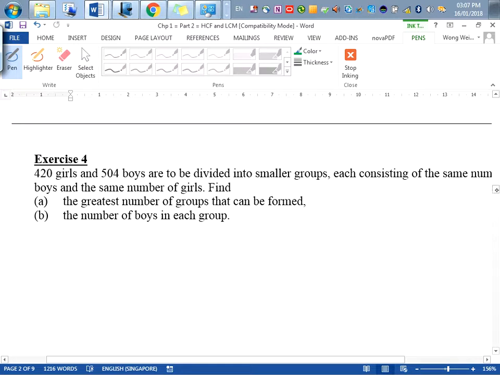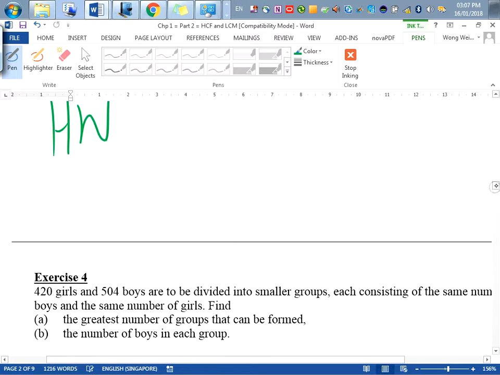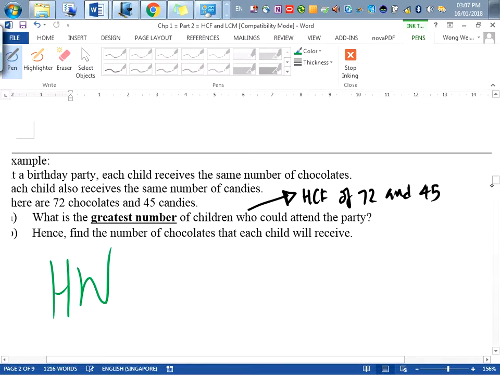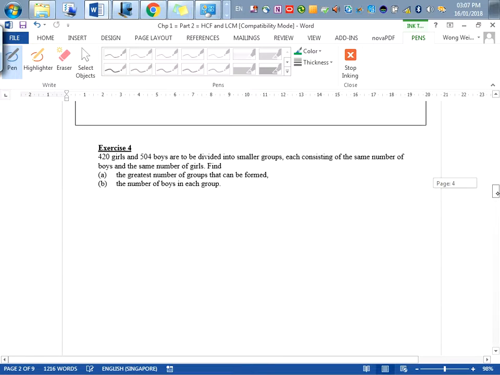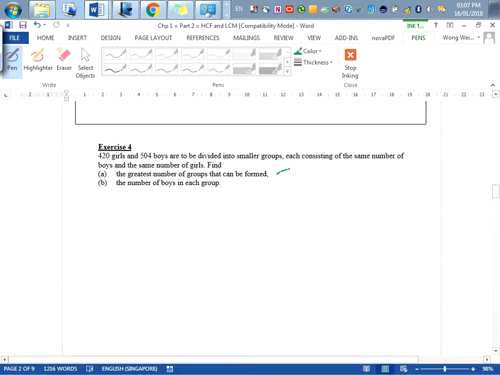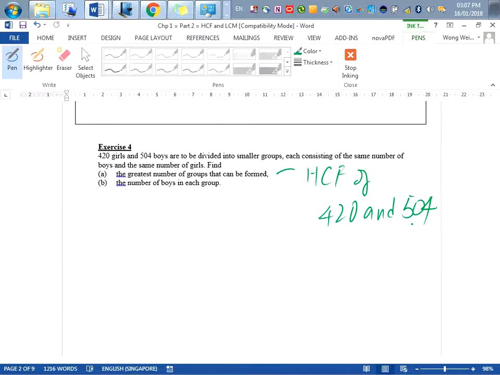Where is the example? That is one. Or do you need me to go through it for you? Don't need, too easy, right? Okay. Then example 4 is actually the same thing. They're asking for the HCF of 420 and 504. Go and understand the question and understand why I am saying that this question simply asks you to find the HCF.